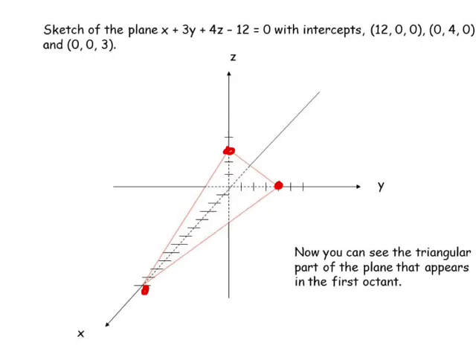Now, obviously, this plane goes on forever in all directions, but you can't really graph that. And so what we've drawn, each of these lines is called a trace. That way we can get a visualization of what angle through our 3-space this plane is cutting through.